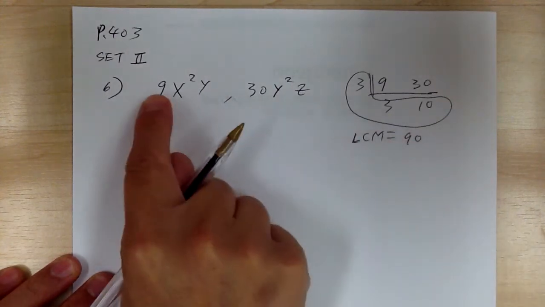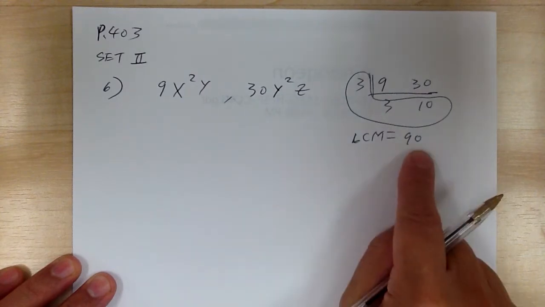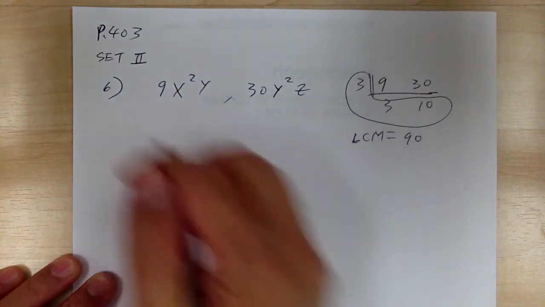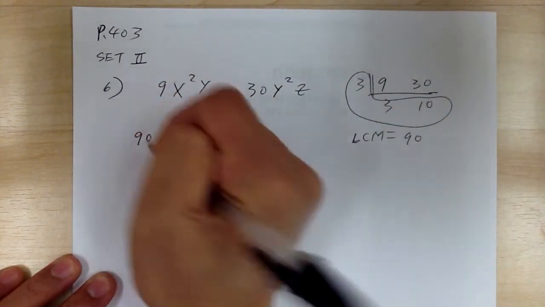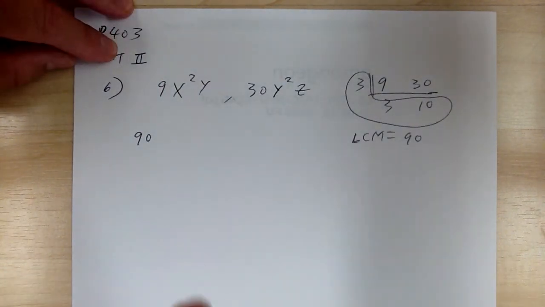So that's your least common multiple. 90 is a multiple of 9. 90 is a multiple of 30. These have to be multiples of both. So that takes care of the number. The number will be 90. Now let's go down the alphabet. So you do the number, you go down the alphabet, then you go and do the group.